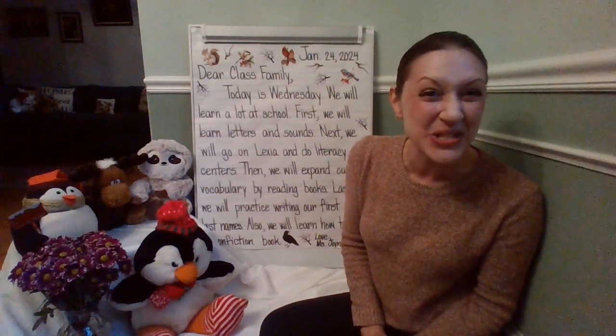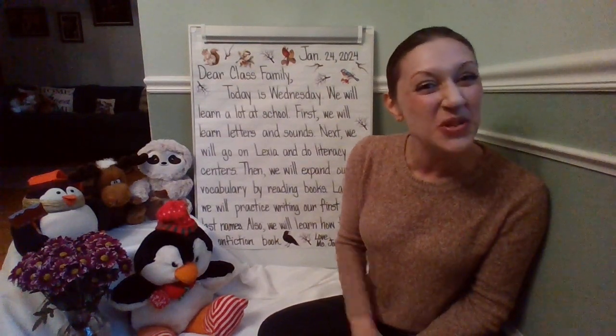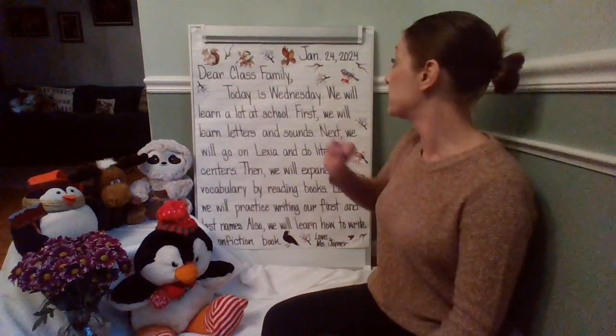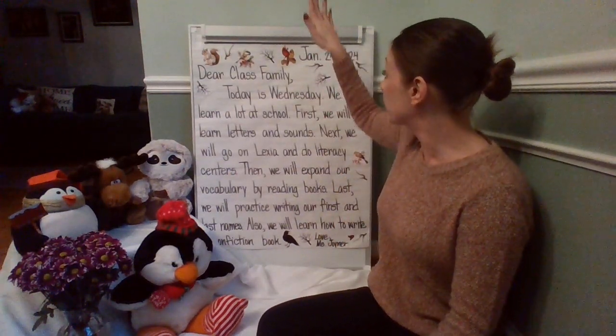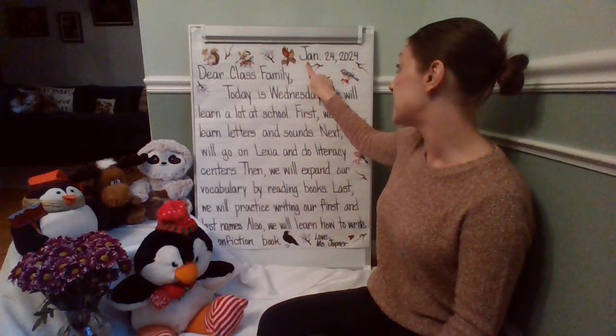Okay, we're going to look back and reread the message. Remember, good readers read things again. It's called rereading. They do this so their brain can understand the words on the page. Use your finger to point. Remember, good readers also read from top to bottom and left to right. Start in the top right-hand corner with today's date.